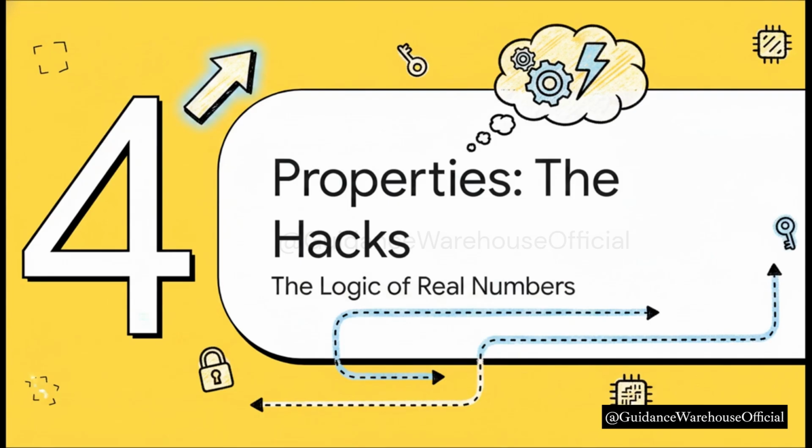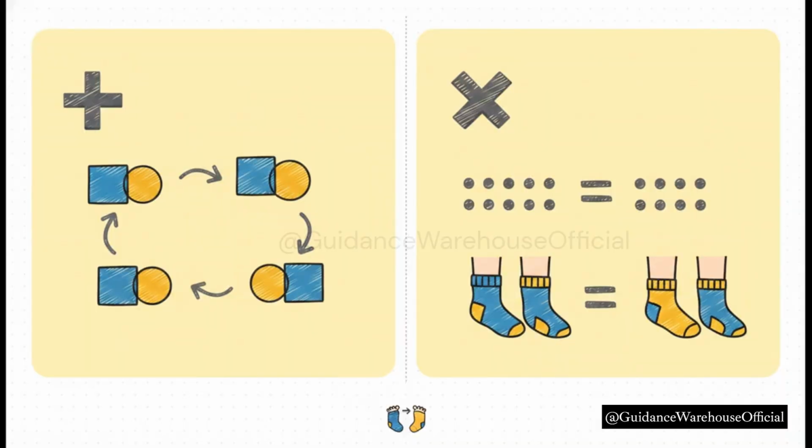Okay, so that shows the rules perfectly. But what about the shortcuts? You know, the secret logic that makes math way more flexible. Let's talk about the properties of real numbers. Honestly, think of these as powerful math hacks that can make solving problems so much easier. First up, we have the commutative property. And this one's super simple. For adding and multiplying, the order just doesn't matter.